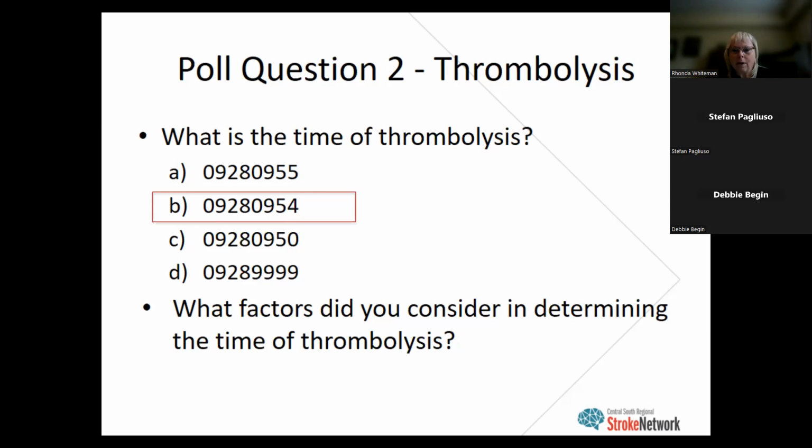What is the time? If it's not clear in the documentation, is there a spot in the other areas where it might be? Thanks. There's a comment in the chat about stroke symptom onset. One of the things that the group had indicated is that there was lack of coordination noted at 7. So you're right.